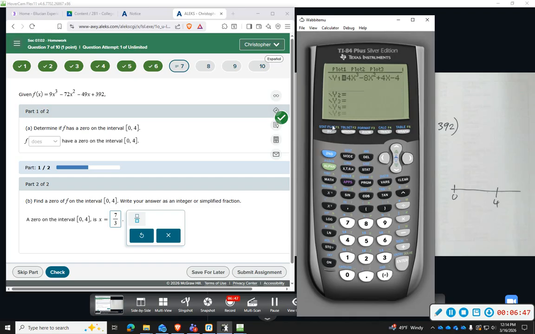If I go to y equal, I'm going to type in the function, so just showing you an option that you can use to check: 9x to the third minus 72x squared minus 49x plus 392. All right, so if I graph this, actually I'm going to go to y2 and I'm going to put in a 0 because I want to find the intersection. Hit a 0. So now I'm going to graph.